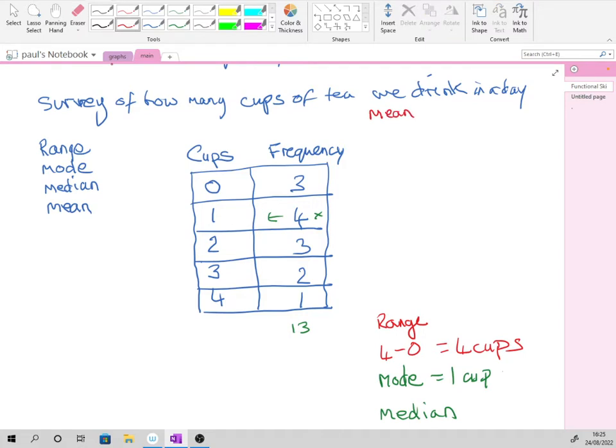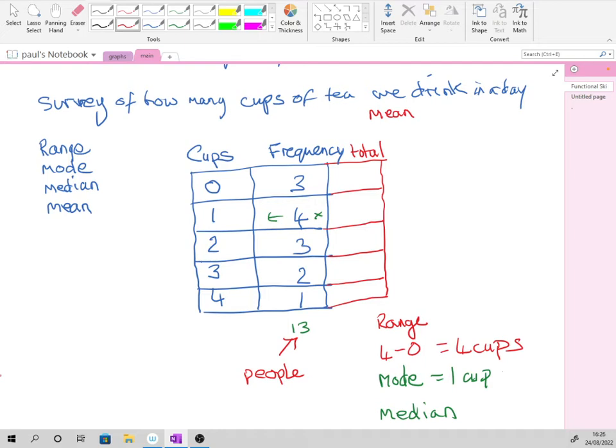So for the mean, we would need another column, and 99 times out of 100, the extra column is drawn on the exam question paper, and it's usually blank. So see this number here, that's the number of people in our survey. Now we need to find the total number of cups of tea that were drunk.